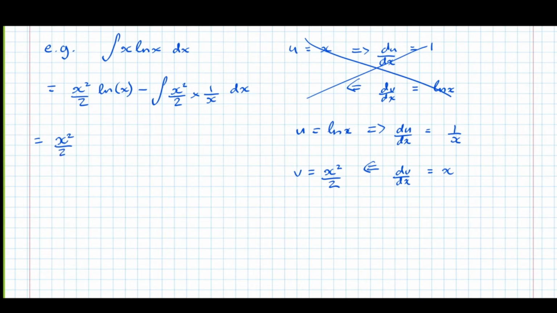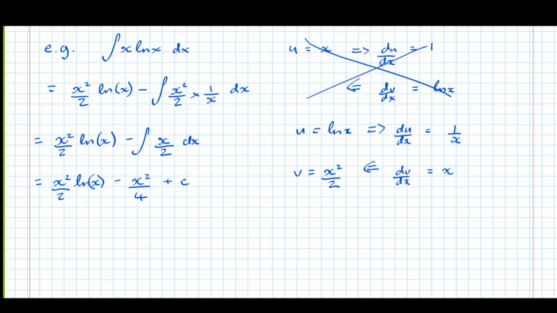So x squared over 2 ln x, tidied up before I attempt the integration to avoid the chance of any errors, minus the integral. So x over x is just x, with 2 on the bottom, dx, equals x squared over 2 ln x minus x squared over 4 plus c. And if you were to differentiate that using the product rule, you'd see it gets us back to where we started. So nice and straightforward.